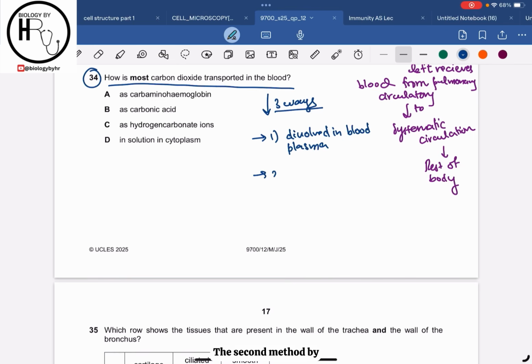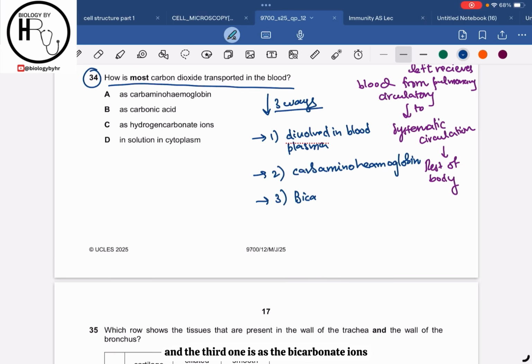The second method by which the carbon dioxide is transported in our body is in the form of carbamino hemoglobin, right? When the carbon dioxide basically combines with the N terminal amine group at the N terminal of the polypeptide chain of the hemoglobin. So basically that is carbamino hemoglobin. And the third one is as the bicarbonate ions.